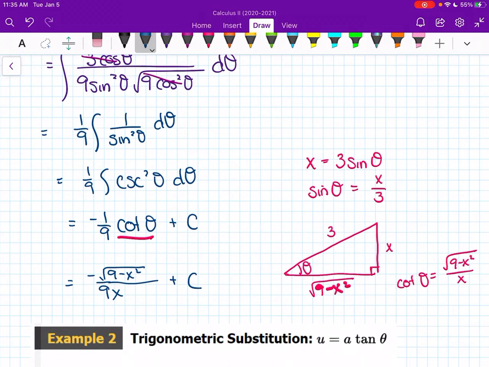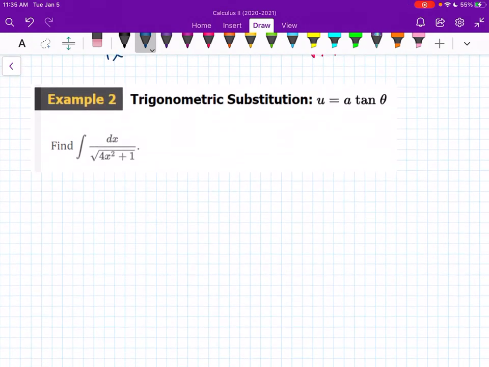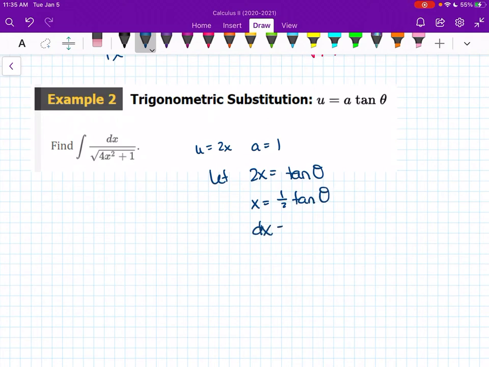All right, so hopefully now that you've seen the first one, it's a little bit quicker as we go through other ones. So the next one is where we have tangent involved. So this one we have 4x squared plus 1 under the radical on the denominator. How exciting. So if I look at this, my u value is going to be 2x and my a value is going to be 1. So I'm going to let 2x equal tangent of theta. So then I get x equals 1/2 tangent of theta. And then dx is going to be 1/2 secant squared theta d theta.